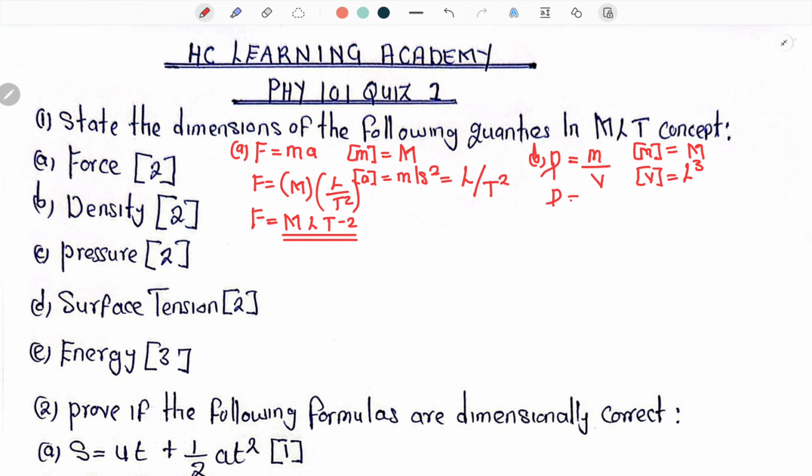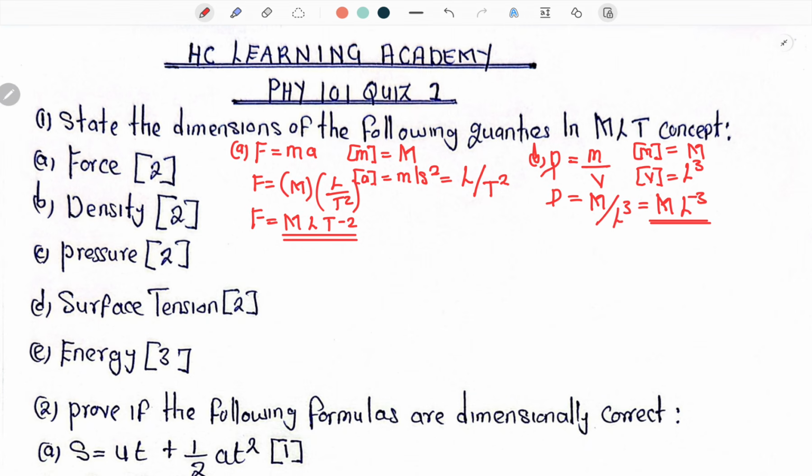So this is going to be, you put your capital letter M on top, and then over, this is going to be L to the power 3. Then if you want to put it in a straight line, in MLT concept, this becomes your M, this becomes your L to the power negative 3. This becomes your answer for this particular question.